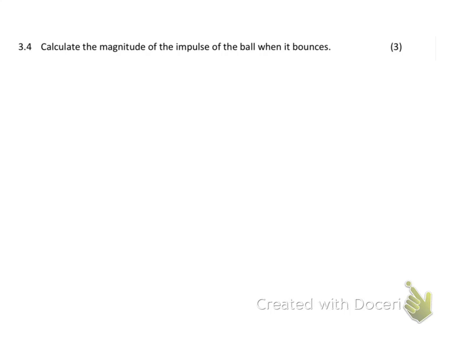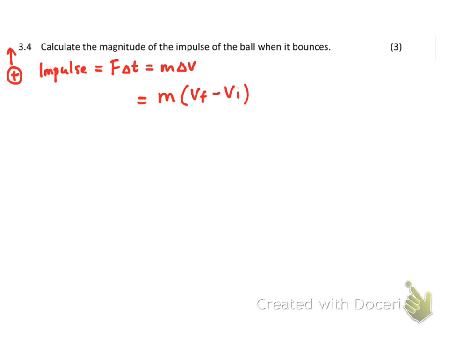All right, 3.4, the magnitude of impulse of the ball when it bounces. Again, impulse calculations most often deal with objects changing direction, and so our sign convention is crucial. Now, we have declared it for this question, but sometimes it's helpful just to remind yourself. We're going to take up as positive. So impulse is given by F delta t, and that equals the change in momentum, or m delta v.